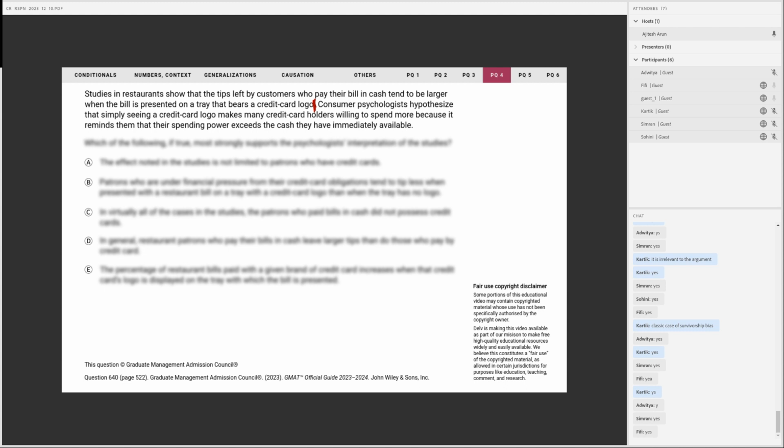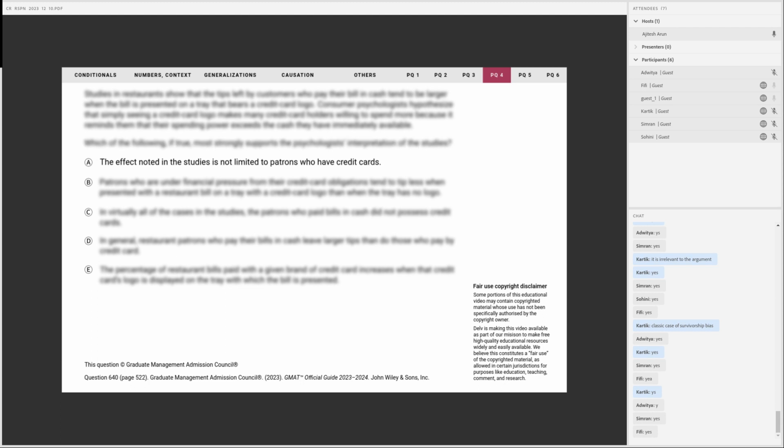I think the most important phrase to keep in mind over here is that it reminds them of their spending power. Now, why is this important? Because the task is, which of the following, if true, most strongly supports the psychologists' interpretation of the studies? So it's basically their hypothesis that we need to look at. And their hypothesis is that many credit card holders become willing to spend more because they get reminded that they have extra spending power. Now, let's take a look at option A.